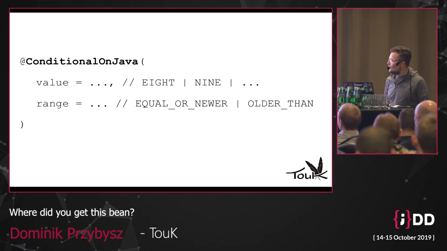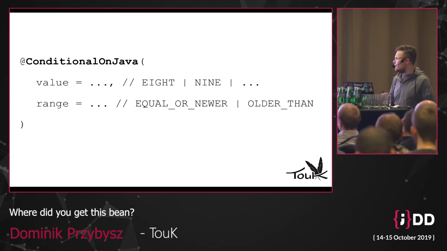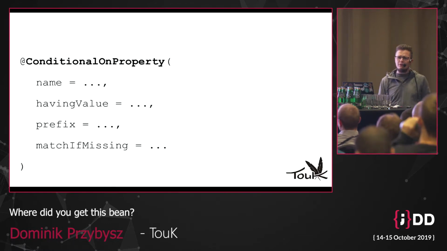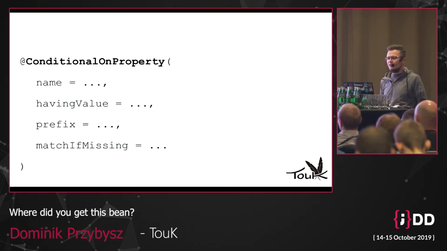Another type of conditional is conditional on Java. So we could define, okay, I have Java 8 or I have Java 9. It has specific API, specific classes already defined, and we could make Spring aware of this version. We could also have the conditional on property. If the property exists or does not exist and has a specific value, then the bean will be created.